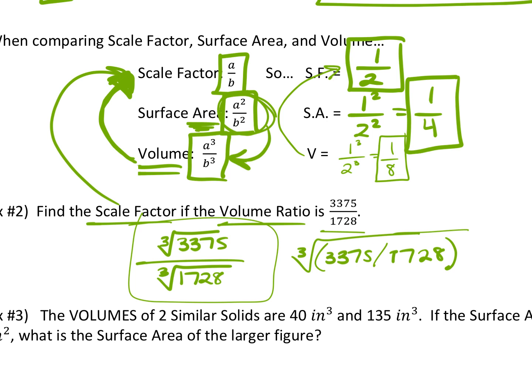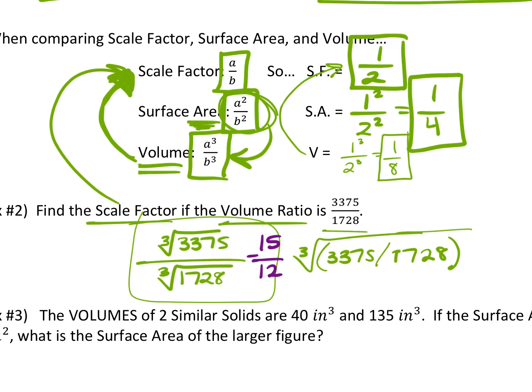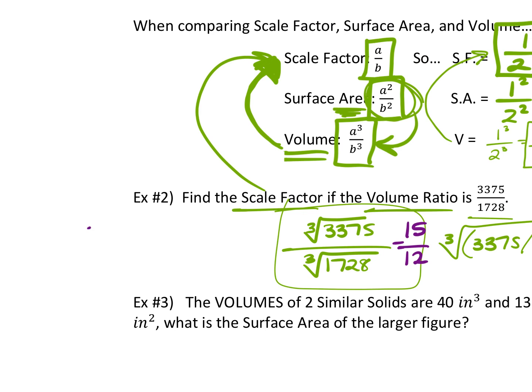I would do this one. What do you get when you cube root 3375? 15. That's 15. What do you get when you cube root 1728? 12. Do you remember how to plug that in? This is the one I showed you a couple minutes ago. 3, the second key, the caret key, because that has this above it, okay? And then you type in the number.